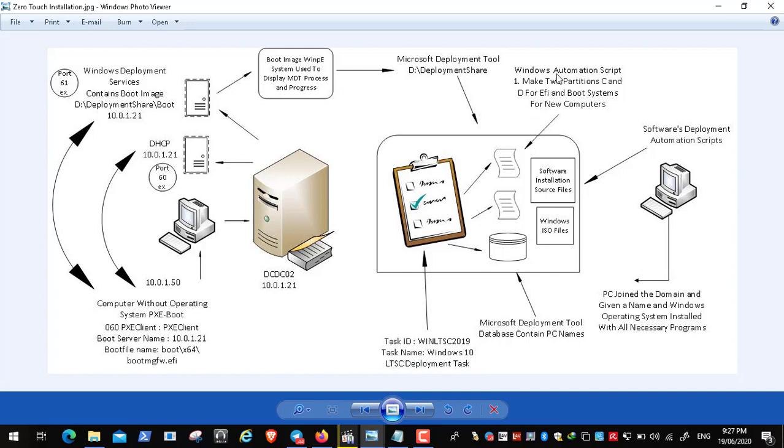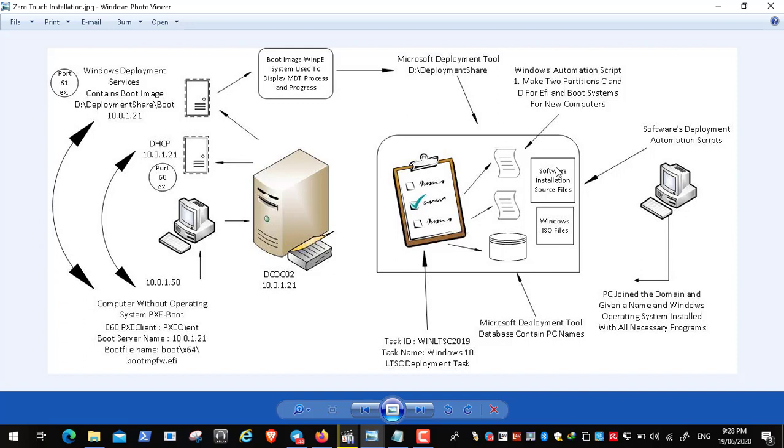In the previous video we began working with the Windows 10 automation script. We told the script to partition the hard disk because this workstation has a hard disk that is not partitioned yet. So we are telling it to make two partitions, C and D, and this is only for the new computers, the computers that don't have any operating system and whose hard disk is not partitioned yet. As for computers that already have an operating system or whose hard disk is already partitioned, this will not apply to them.